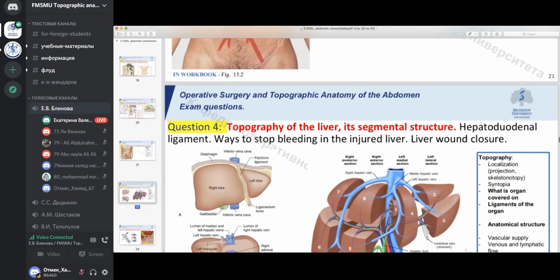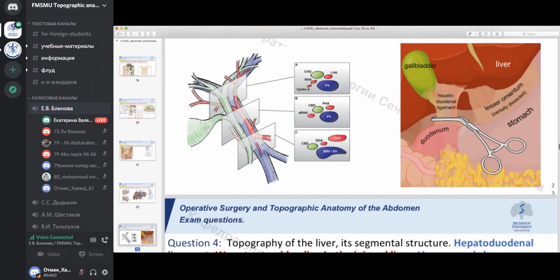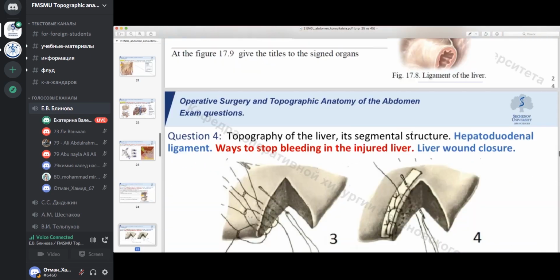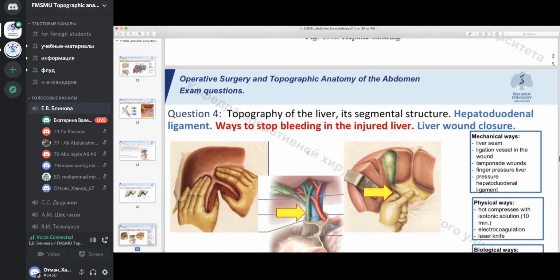The hepatoduodenal ligament is one of the 7 to 10 ligaments of the liver. It contains the common bile duct, portal vein, and hepatic artery. The practical meaning of this ligament: during liver bleeding, the surgeon can clamp this ligament with a special clamp and stop the bleeding of the liver, but you can do it only for 15-20 minutes, not more. For liver wound closing, as usual, the surgeon uses mattress suturing of the liver, special material, or a tamponade by the omentum.